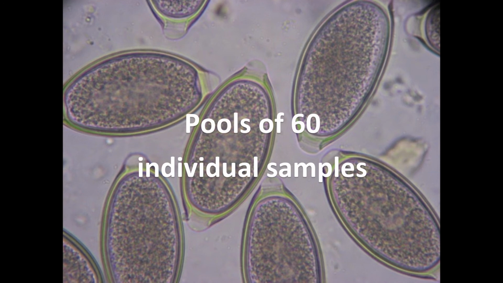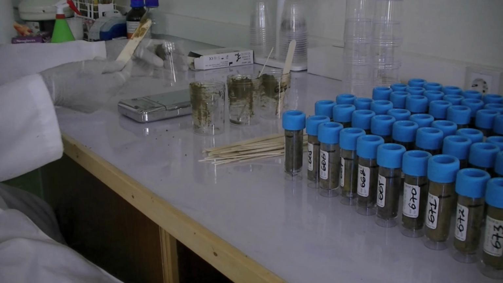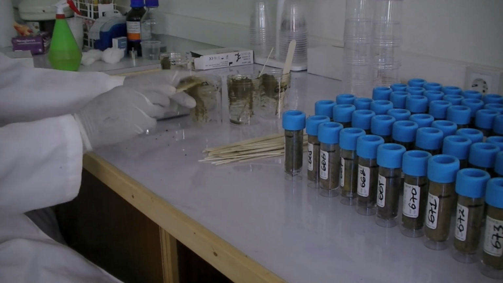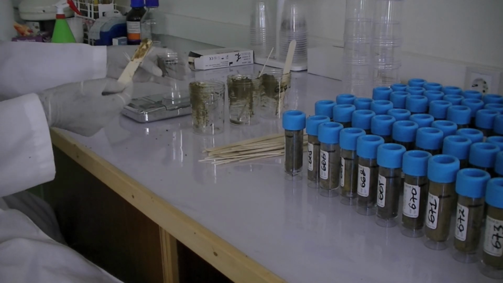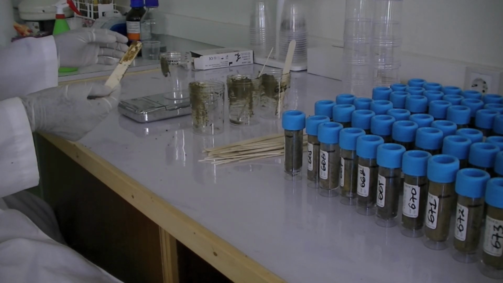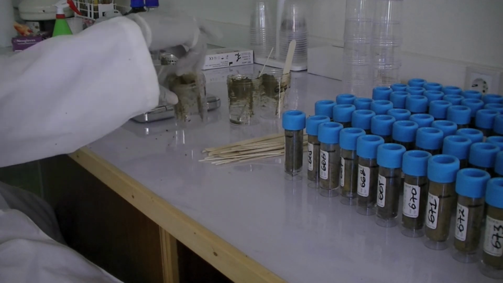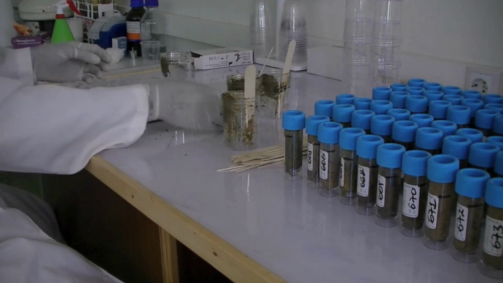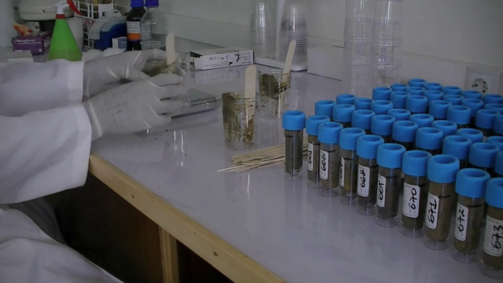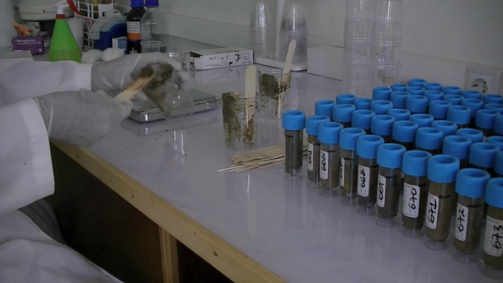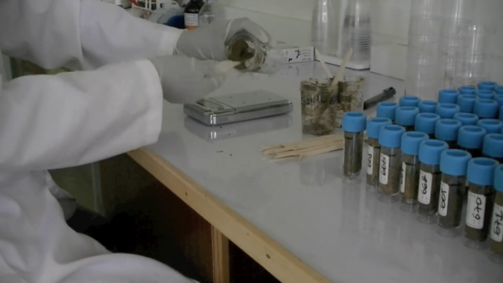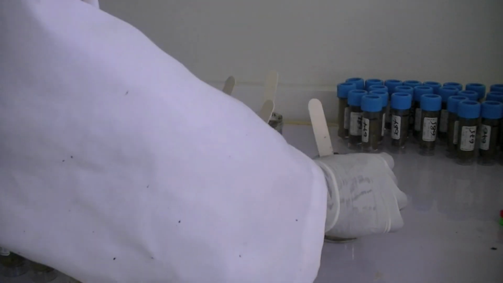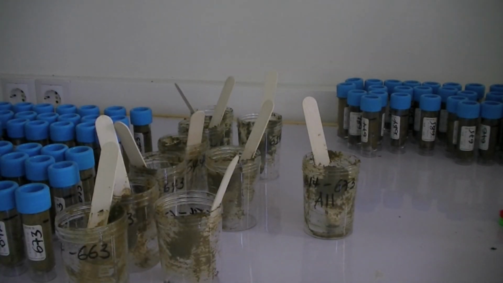Pools of 60 individual stool samples. Label a new plastic container and place on the scale. Press the tare key and transfer 3.3 grams of each of the 3 pools of 20 to the rim of this pre-labeled beaker. Thoroughly homogenize the stool samples with a stirring device. The pool can now be processed with the diagnostic method.